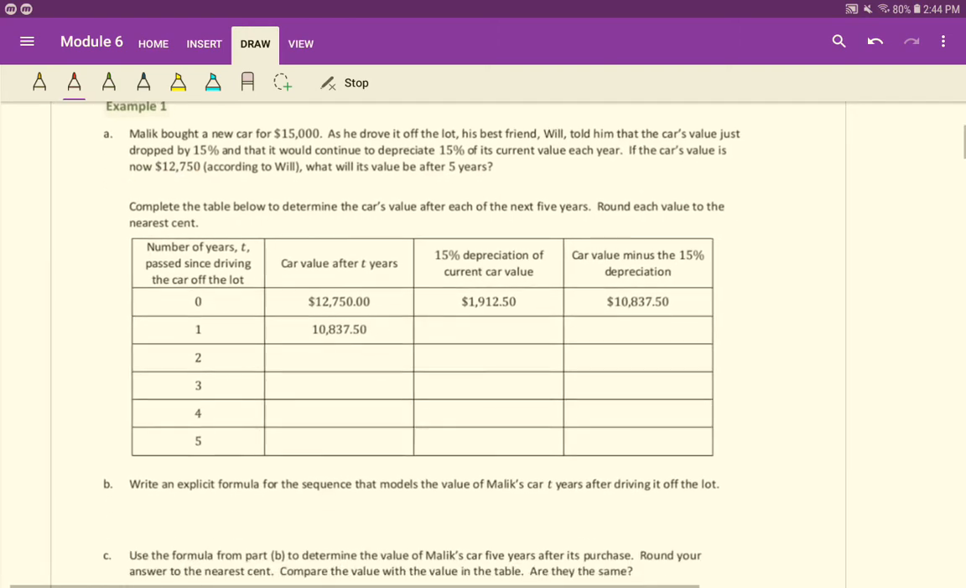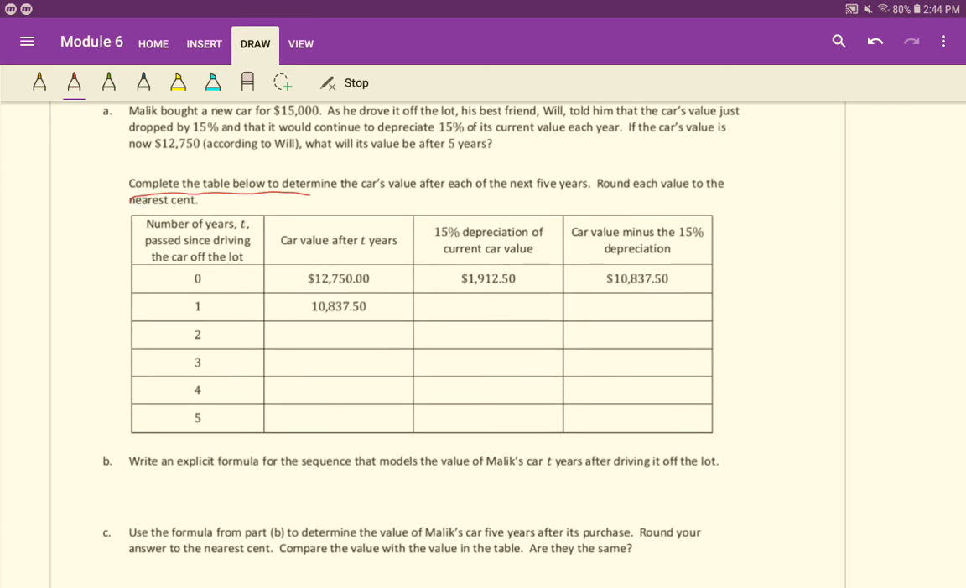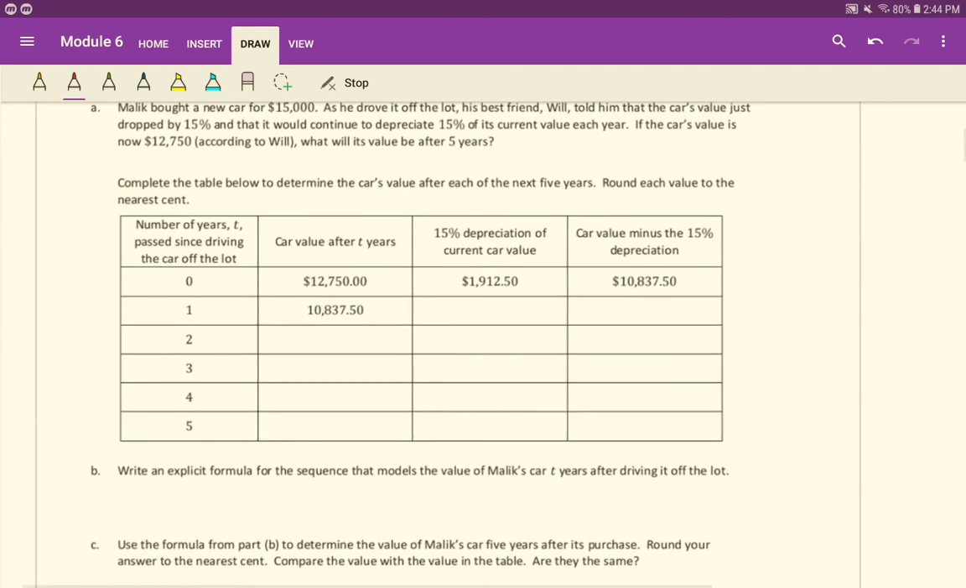Okay. So we're asked to complete the table below to determine the car's value after each of the next 5 years, rounding each value to the nearest cent. Okay, so let's do this. You can already see year 0, the number of years t passed since driving the car off the lot. Right after driving the car off the lot, we have the price of the car, $12,750.